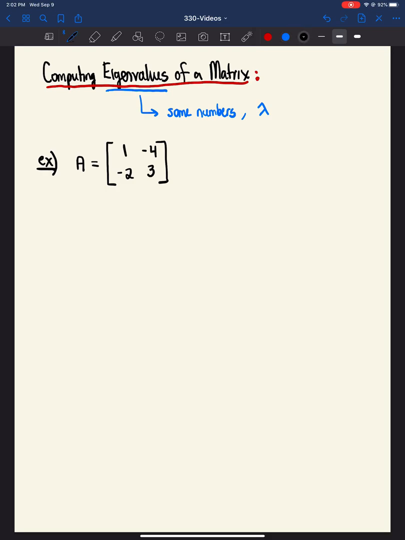So if we consider this matrix A down below, there's going to be a number of steps which we use to find an eigenvalue. So I'll break this into a couple steps. Step one is notice that this is a 2 by 2 matrix.